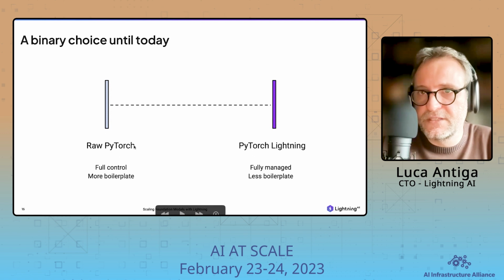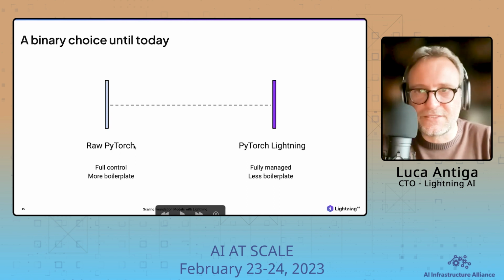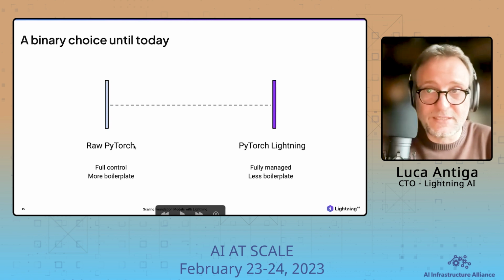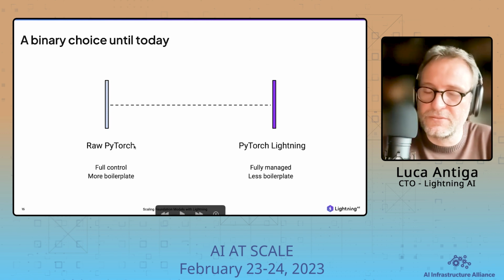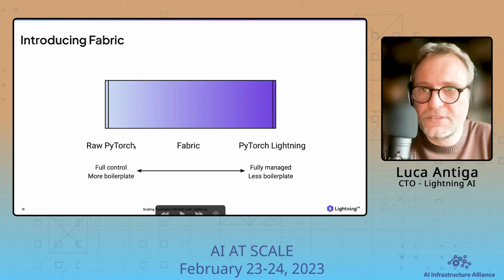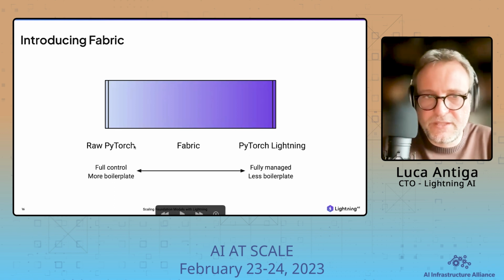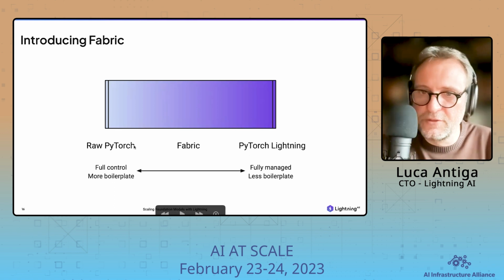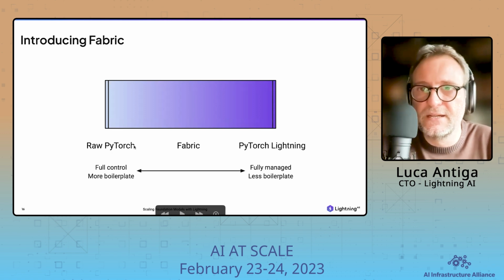So it's fully managed from a training loop perspective. It's less boilerplate, and boilerplate means code that you don't necessarily fully understand sometimes as a practitioner. So you want it to be handled for you, but sometimes you really want to have control over it, if you know what you're doing again. And so we're introducing a new piece of the Lightning framework, which is called Fabric. And Fabric creates a gradient between raw PyTorch and the fully managed experience in PyTorch Lightning. And in the remaining minutes, I'll walk you through what Fabric is and how it can be used in this context.